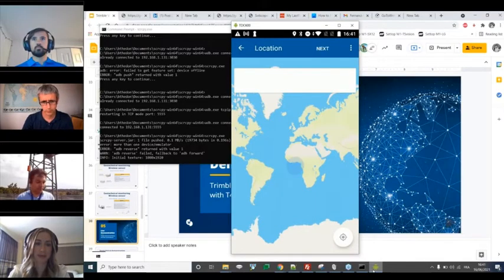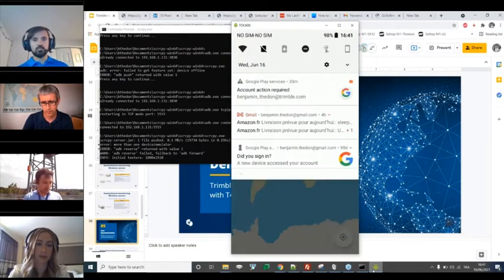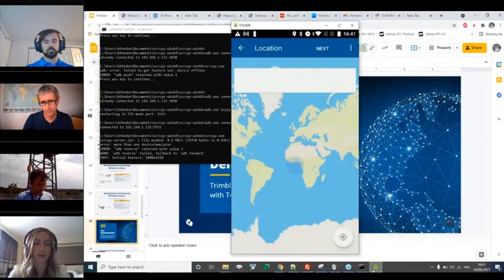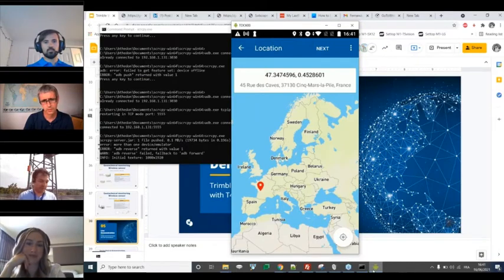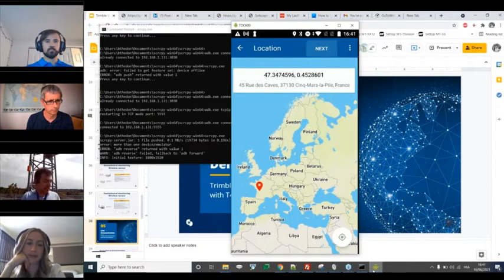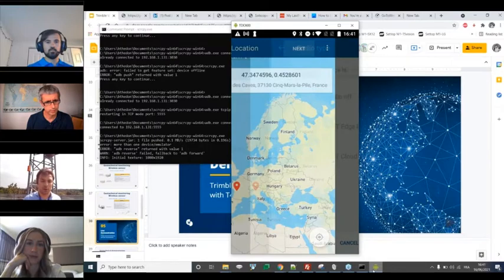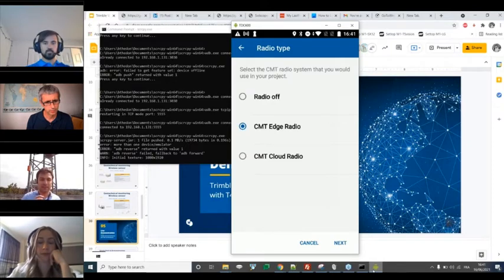And now it detects automatically my position based on my internet connection. Maybe I didn't share my position right now. This is a problem. Okay, so here. Perfect. Next. I think I didn't share my position with the application. Now I have to go on CMT. This is great because you can select your position. For example, if you are at the office, you don't want to do the configuration on site. You are able to select where you will install the sensor, and then the sensor will save this position.